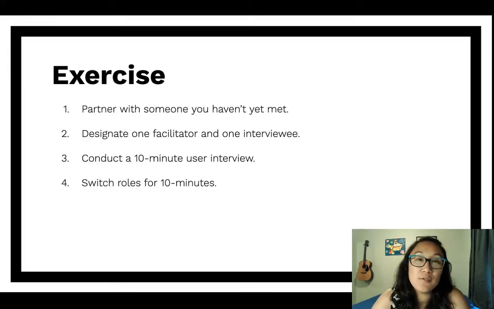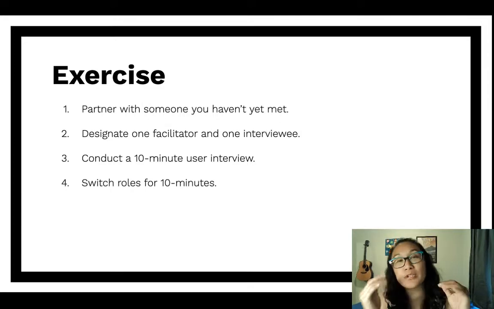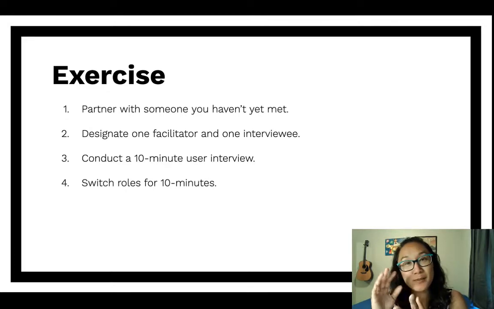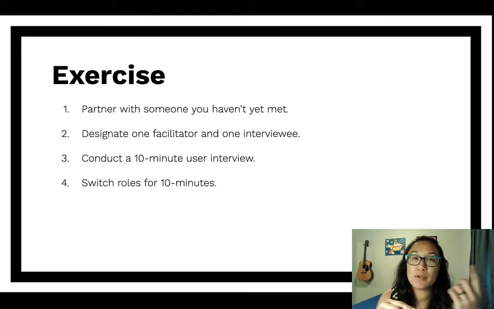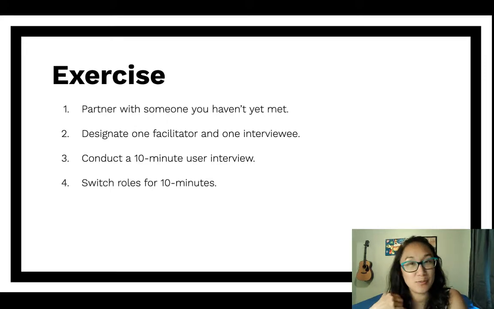Okay, so for our exercise in class, I generally ask that you partner with someone that you haven't met yet. So this is a great opportunity to meet other people. You will designate one person as the interviewer and the other person as the interviewee. You will conduct one interview, so one facilitator, one interviewee. They run one interview, and then after 10 minutes, you'll switch roles. So you stay with the same partner, but now the person who's asking the questions is the person being interviewed.